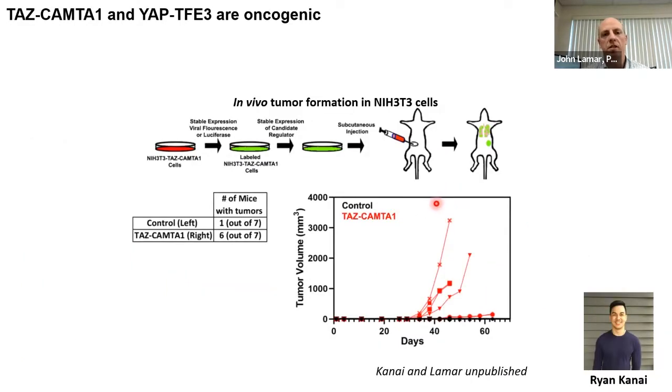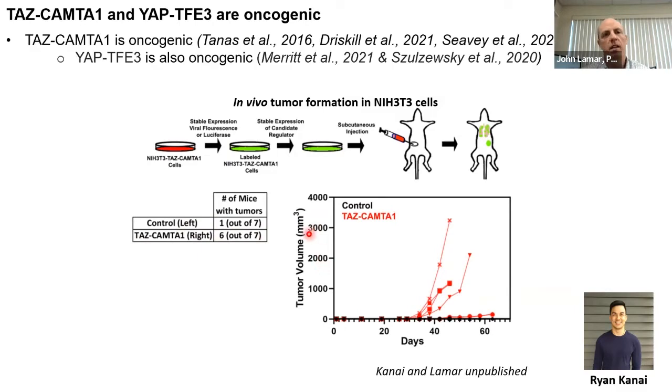We now know from research from a number of groups that these two fusion proteins are oncogenic, which means that they can cause cancer to occur. And this is some data from my lab to help you see that. What the graduate student in my lab, Ryan Kanai, did was take the gene that encodes the TAS-CAMTA1 fusion protein, and he expressed it in mouse fibroblast cells. Then he injected those mouse fibroblast cells into mice, and he also injected control cells into mice. Basically only the cells that had the TAS-CAMTA1 fusion gene being expressed in them could make tumors in the mice, and virtually none of the mice injected with controls formed tumors.